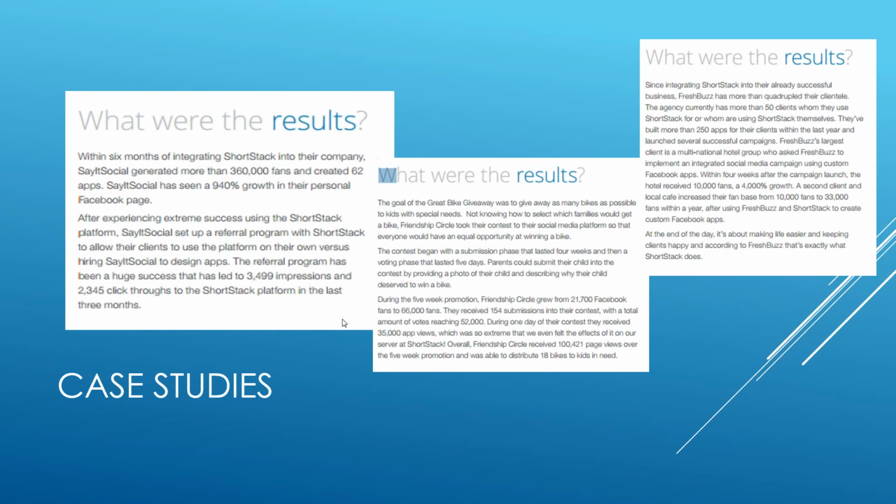There was another company, Friendship Circle. They did a bike giveaway. Their goal was to give away as many bikes as possible to special needs kids. They ran a 4-week contest with a voting phase that lasted 5 days, and basically they integrated their audience with that. The parents could submit their children into the contest. They'd provide a photo and a little phrase on why their child deserved to win a bike. During that promotion, they started out with 2,700 Facebook fans and ended up with 66,000.